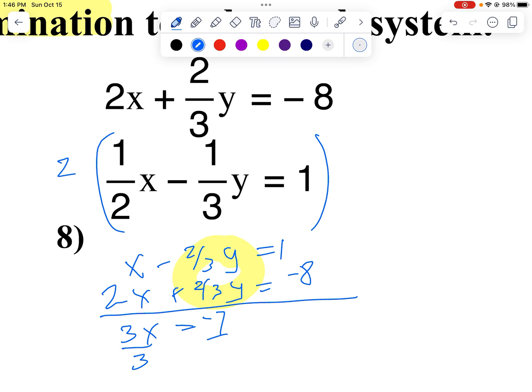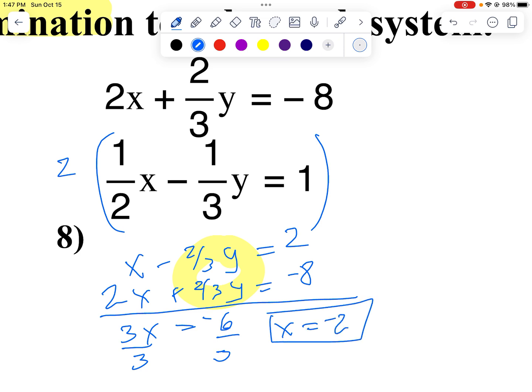Whoops. Darn it. Anybody see the mistake? I didn't multiply the 1 by 2. There we go. So it's not negative 1. It's negative 6. So I divide by 3. X equals negative 2. There's my x.